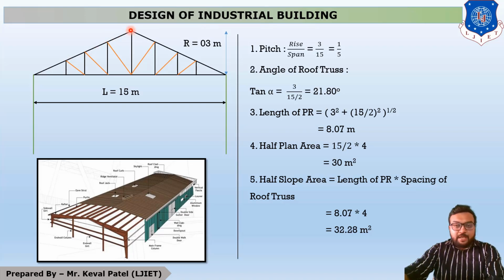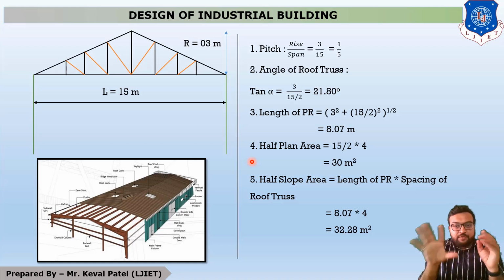So if we have this value as 3 meter and this value as 7.5 meter, then the length of the principal rafter is under root 3 square plus 7.5 square, and it is 8.07 meter. Now, fourth is half plan area. Now, as discussed earlier, this fourth and fifth portion is very important.